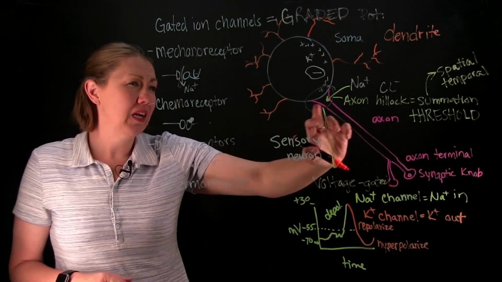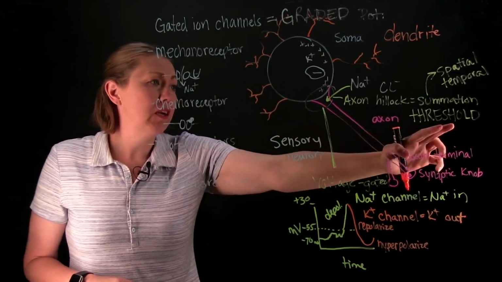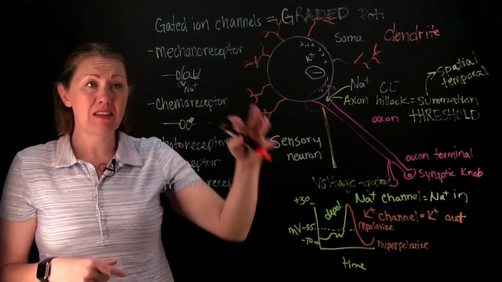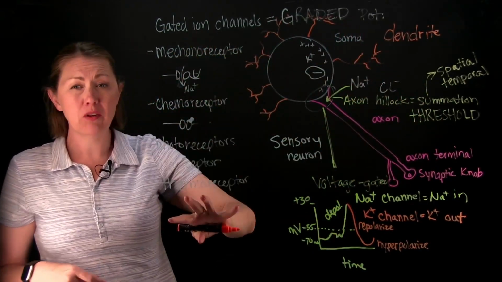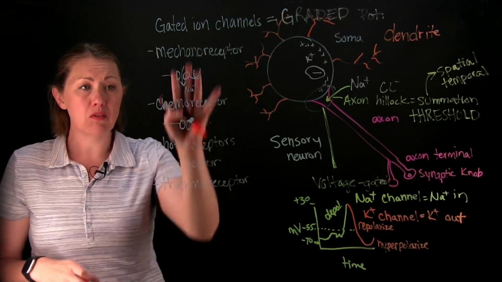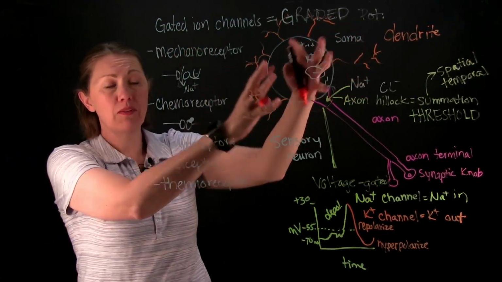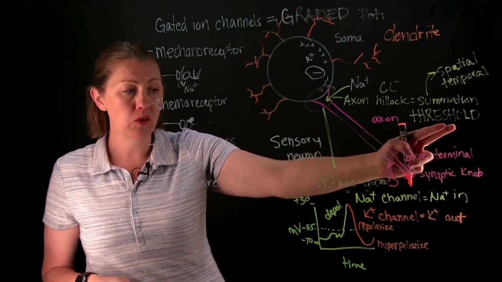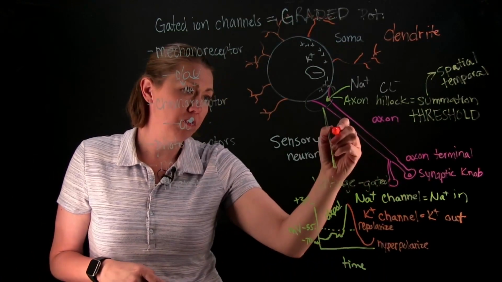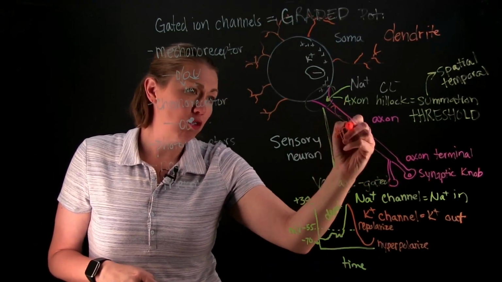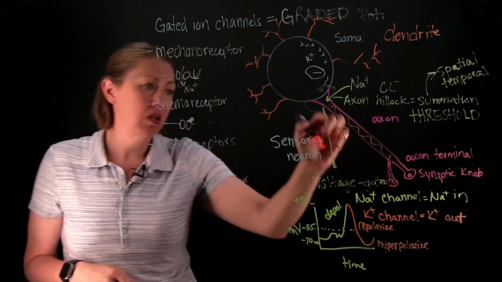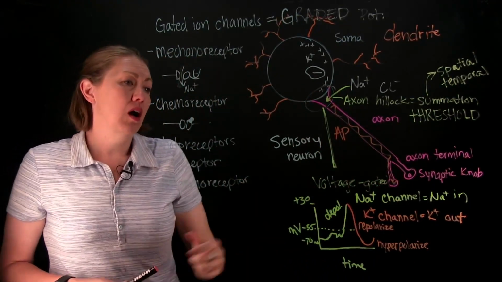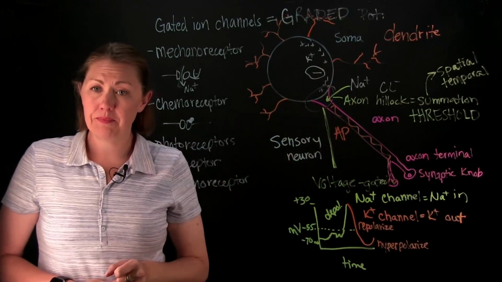So we create a signal by getting to threshold, adding up those graded potentials. Graded potentials exist because you open gated ion channels using a stimulus. So stimulus opens a gated ion channel. You get a flow of charges. Those charges are added up at the axon hillock. If you get to threshold, you can create an action potential. The action potential is what travels down the axon. There are different ways it can travel, depending on if you are insulated or not.